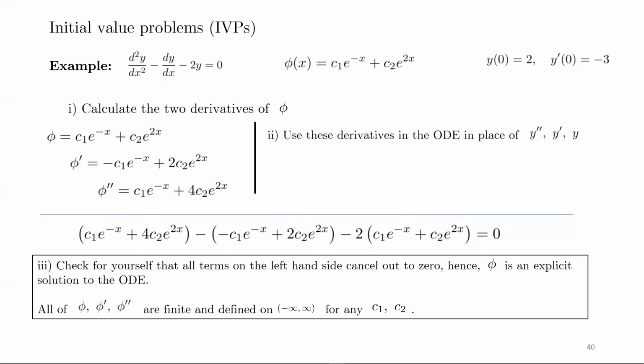Another thing to point out is that phi and its derivatives are finite and defined on the interval negative infinity to infinity for any values of c1 and c2, right? Exponentials don't blow up to infinity for any finite value. So e to the 2x doesn't become infinite until x becomes infinite. There's no funny points we have to watch out for.